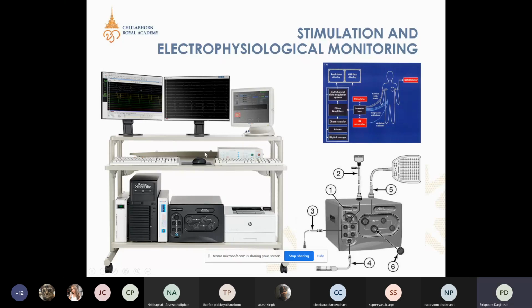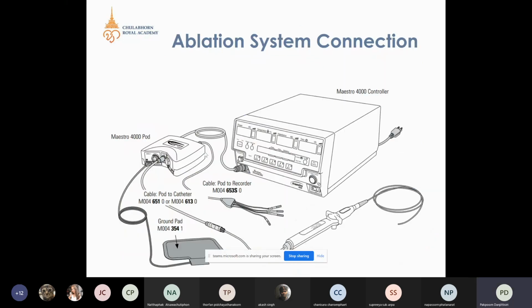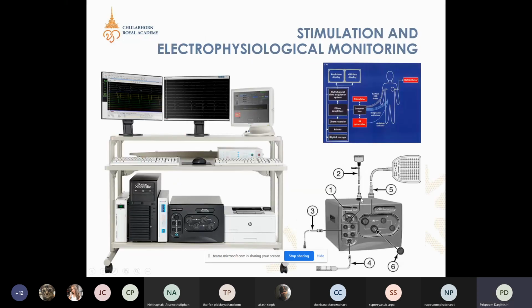This is the basic setup of the stimulation and electrophysiological monitoring. What about the ablation system connection? Because you won't see the RF generator that will connect to the filter amplifiers over here, right? Because I haven't talked about the ablation system connection that will connect to the amplifier here.